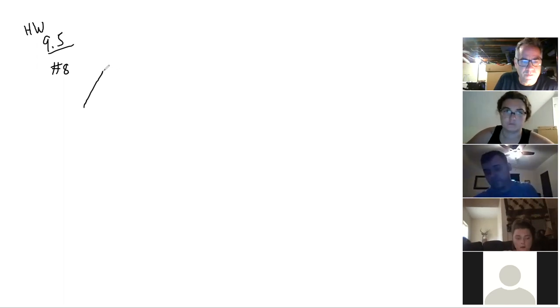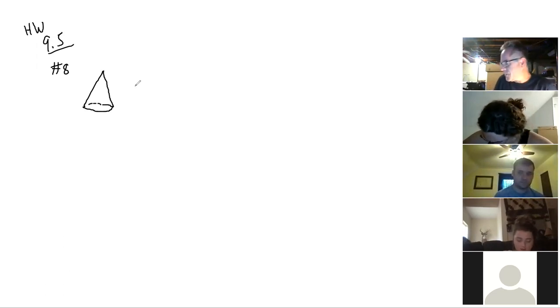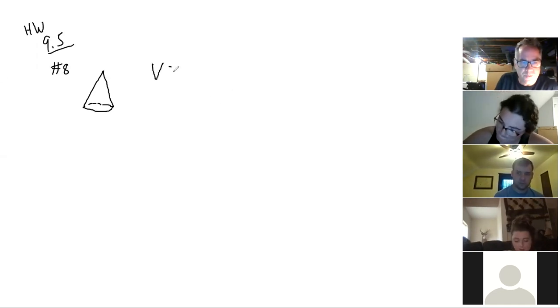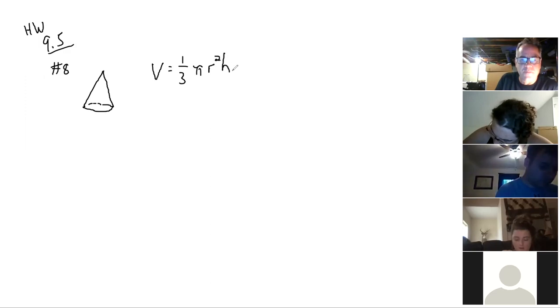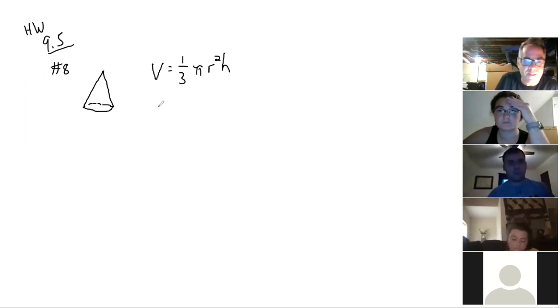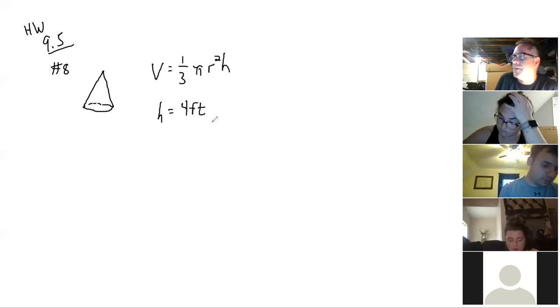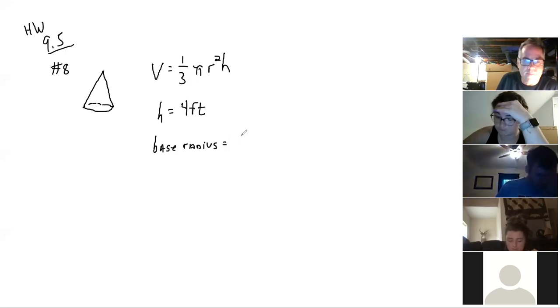So it is a cone. If we're out to find the volume, the formula is 1/3 pi times r squared times the height. It's just putting in the inputs given. This cone has a height of 4 feet and a base radius. When it says base radius, that's the circular base. And it is 1/5, so it's a fraction of a foot.